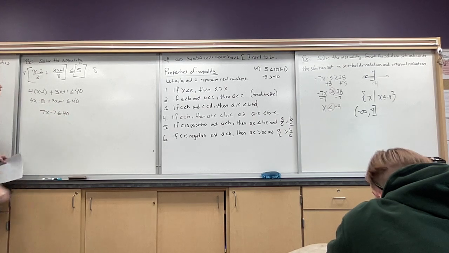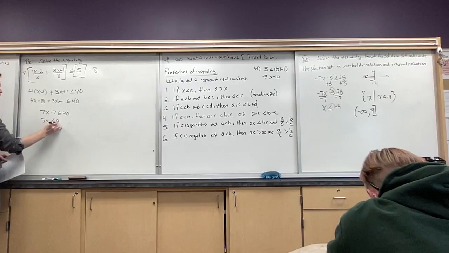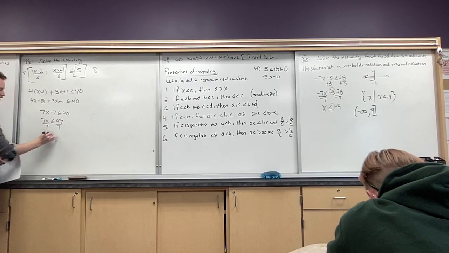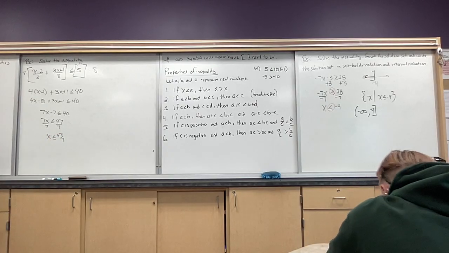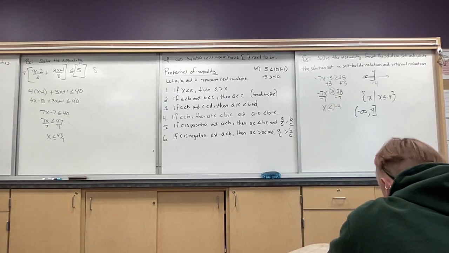So we're getting closer here. We'll add 7 to both sides. And then last step, divide. So x is less than or equal to 47 over 7. And it's okay to leave it like a fraction. Just make sure it's a reduced fraction.